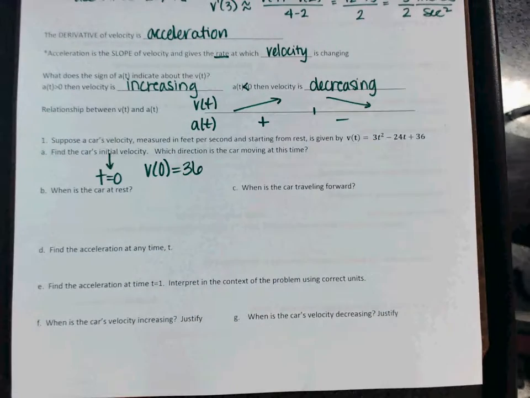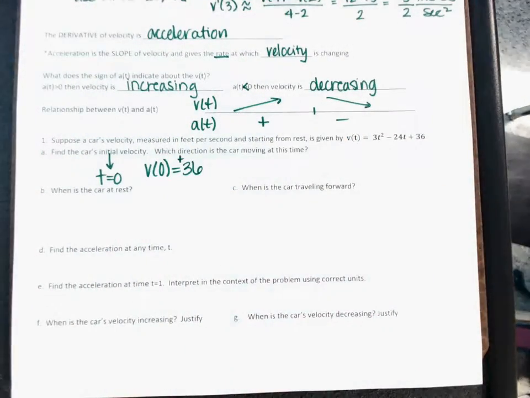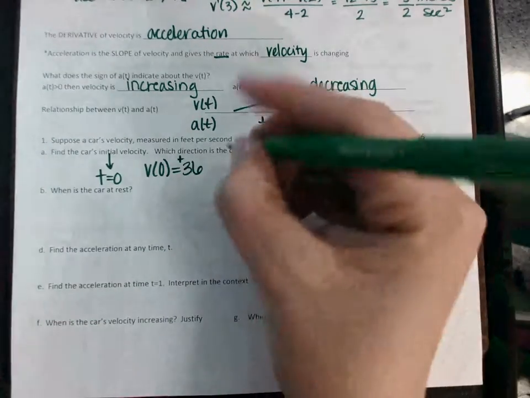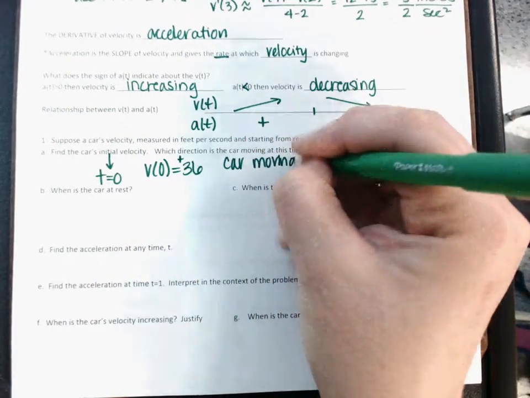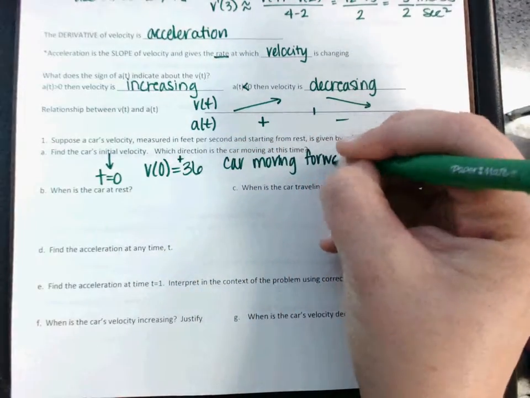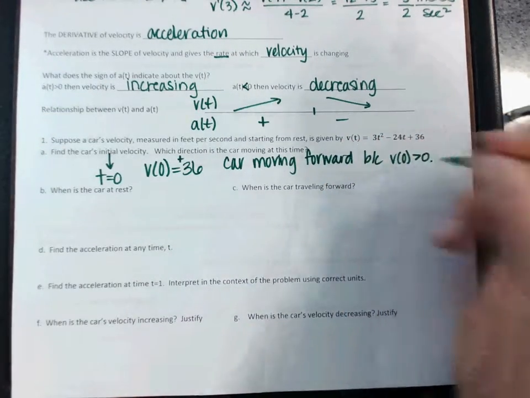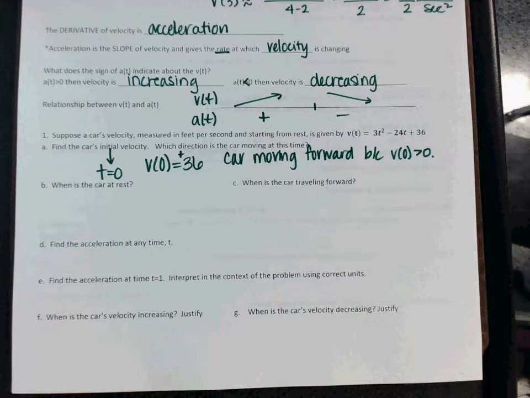Okay, then it says, which direction is the car moving at this time? Well, if my velocity is positive 36, then I'm going in the positive direction, so my car is going forward. So, car moving forward because V of zero is positive. Now, what if my velocity had been negative? Then my car would be going in reverse, right?